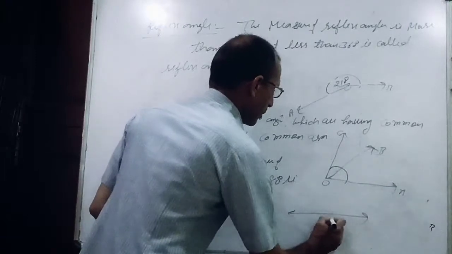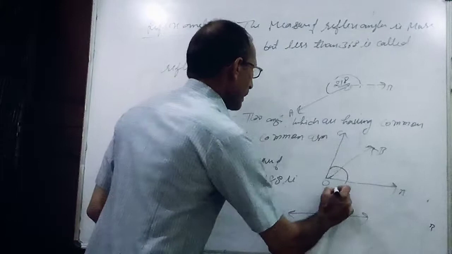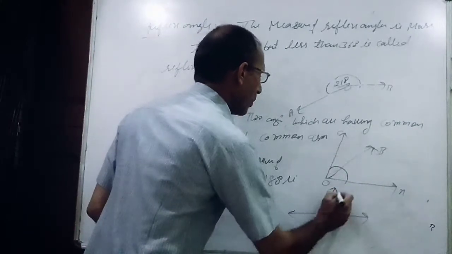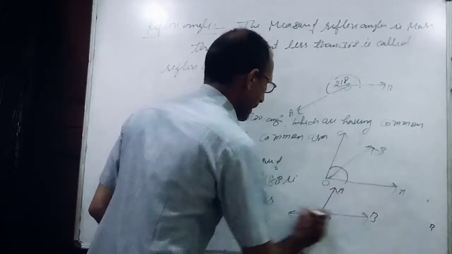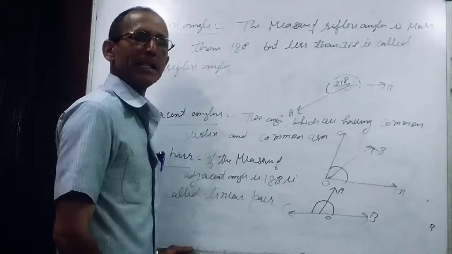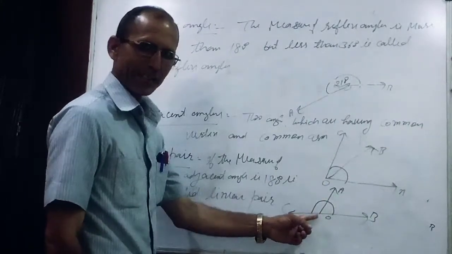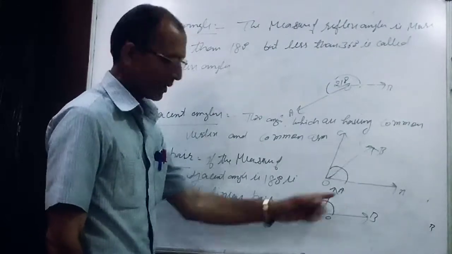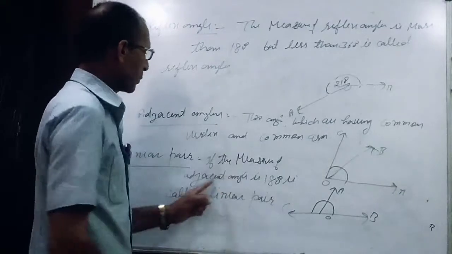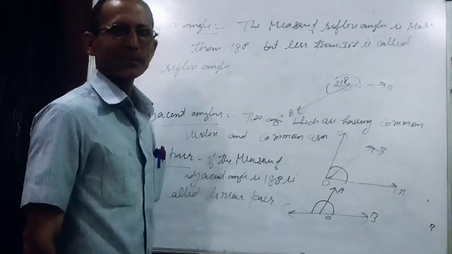So O is the initial point. These are two angles, OAB and this is C. If I measure their angle, it will be 180 degrees. So these are adjacent also and linear also because their measure is 180 degrees. If the measure of two adjacent angles is 180 degrees, it is called a linear pair. Have you understood?